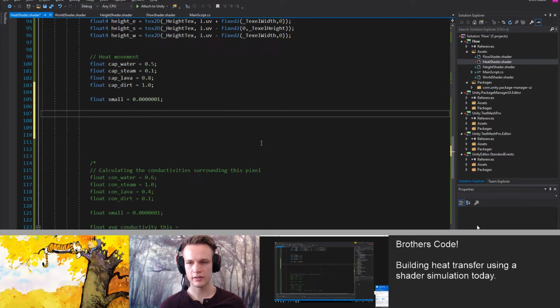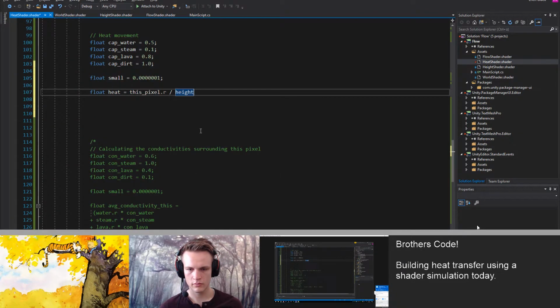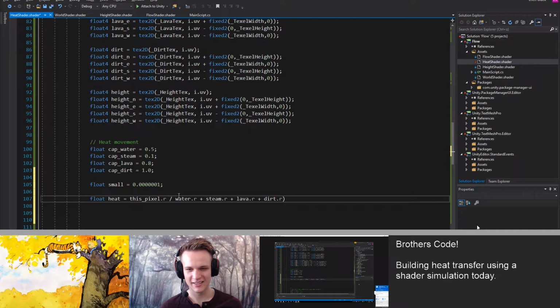Okay, so you have your heat capacities. Yeah. So now we take temperature and convert it into heat. So that's the temperature. So heat is this temperature in the current cell divided by the amount which it is not, which is not the height, the amount in this cell. Nope, multiplied by the amount in this cell.